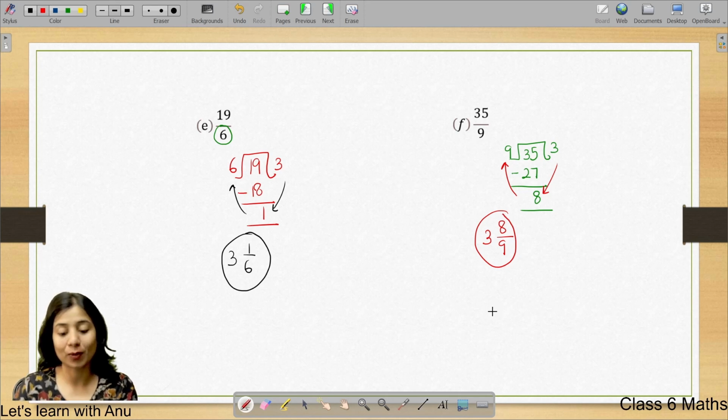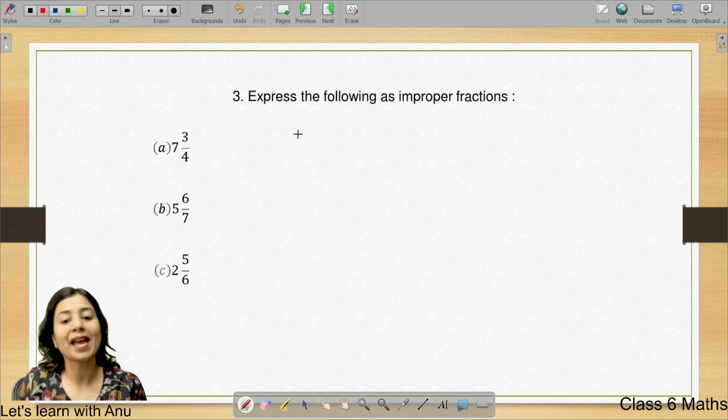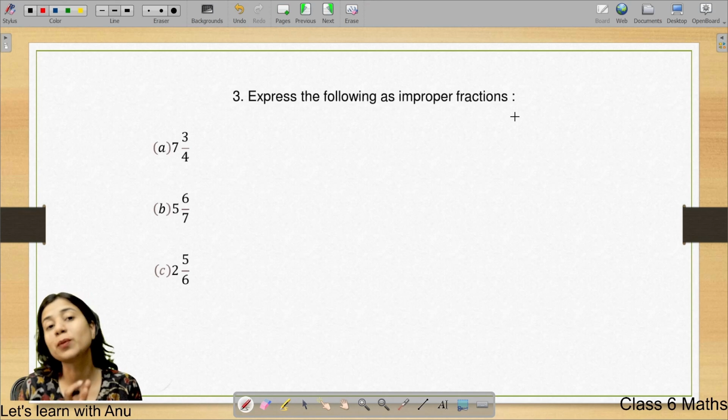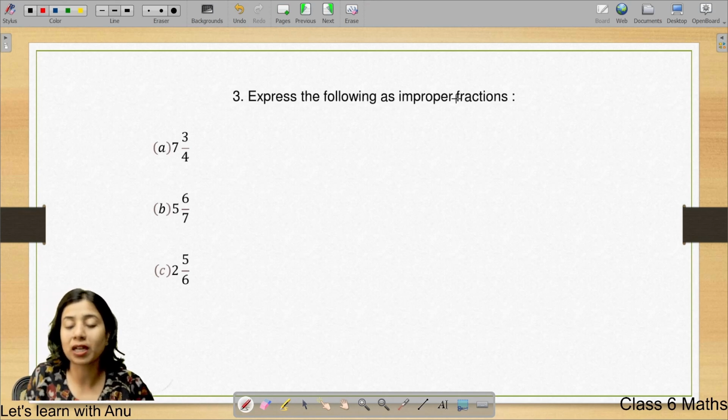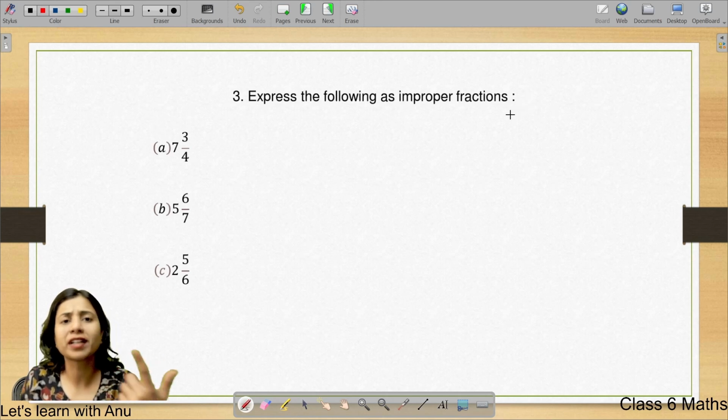Moving ahead to the next question. Question number 3, express the following as improper fraction. So here we are going to convert mixed fraction into improper fraction. So there is a particular formula which I would like to share. We have already revised it.